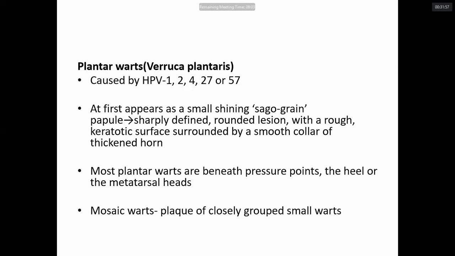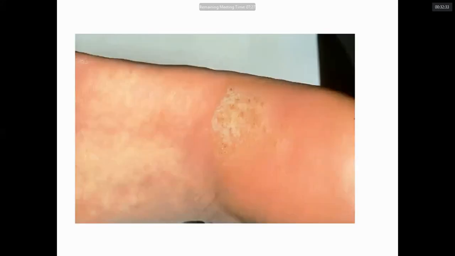And plantar warts are also called Verruca plantaris. They are most commonly caused by human papilloma virus 1, 2, 4, 27, and 57. At first, there is a small shiny sago grain-like papule, which develops into a sharply defined rounded lesion with a rough keratotic surface, surrounded by a smooth collar of thickened horn. These plantar warts are mostly seen beneath the pressure points. And if there are closely grouped multiple warts, it is called mosaic warts. In this picture, you can see mosaic wart.